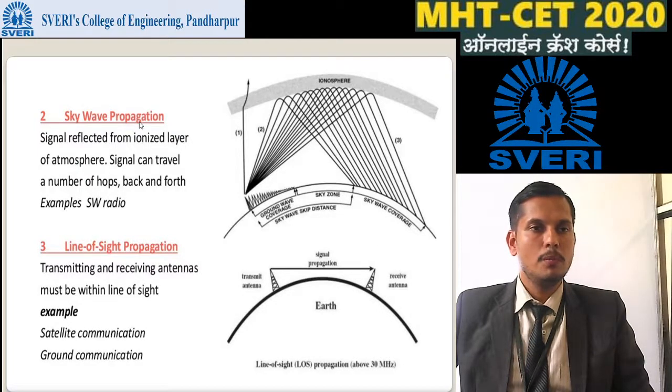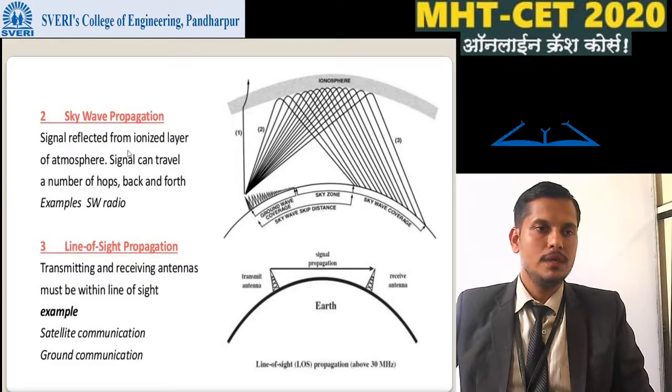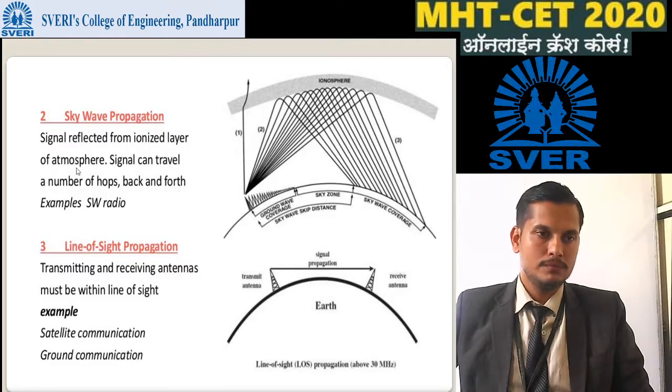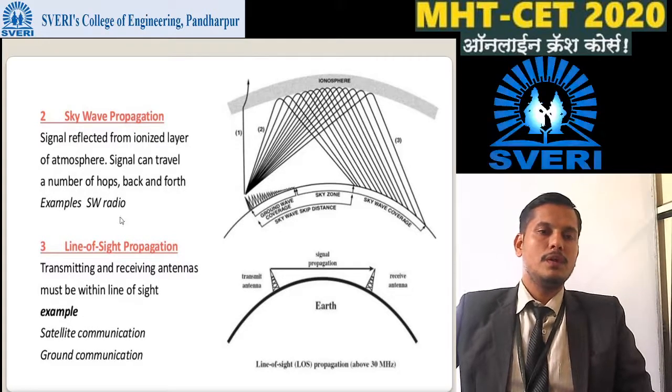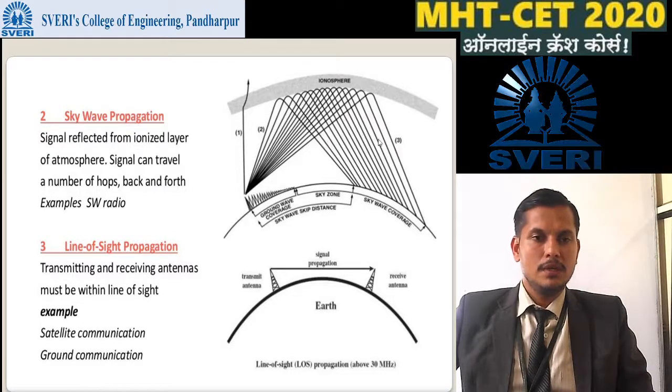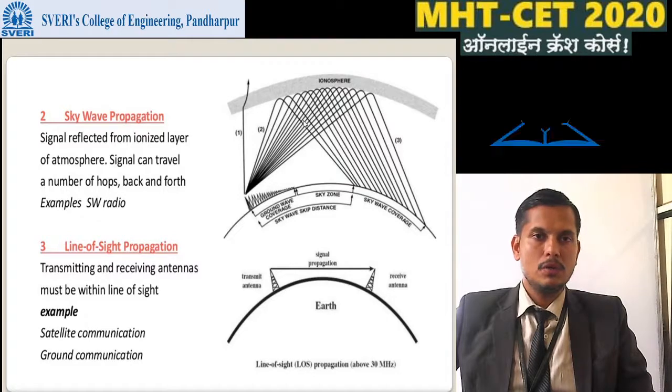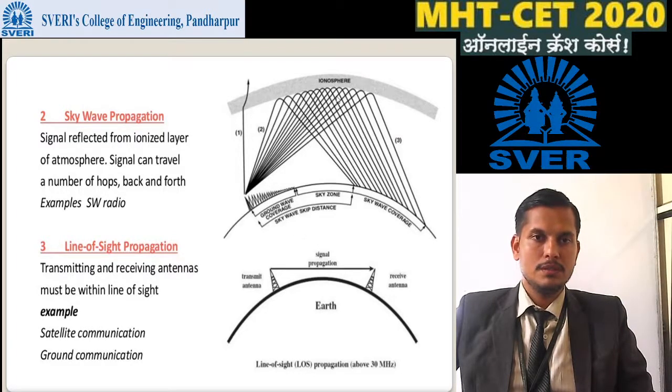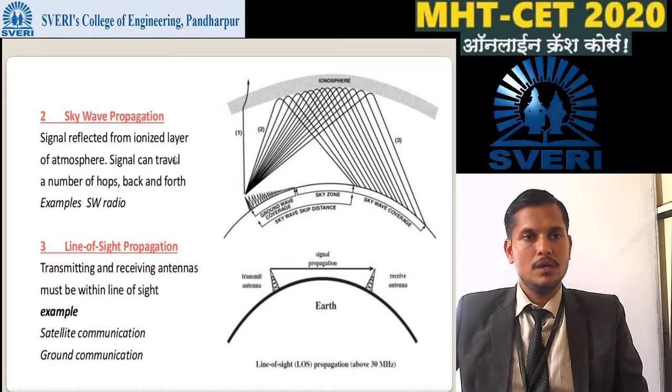Next, sky wave propagation, where the signal is reflected from an ionized layer of the atmosphere, that is the ionosphere. The signal can travel a number of hops back and forth, for example SW, that is shortwave radios. In the figure we can easily observe what happens when we pass the signal into space. The signals are reflected back from the ionosphere, so it is called sky wave propagation, as it gets reflected from the ionized layer or ionosphere.